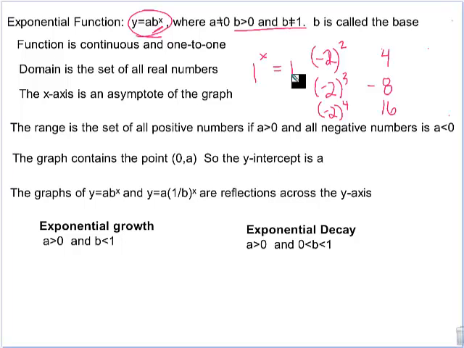Let's see if you guys remember these words. Function is continuous. What does that mean? It keeps going, so we can use our pencil to keep drawing it. We don't have to lift our pencil up anywhere. We can draw the whole function. Okay? And it's 1-to-1. Who remembers what 1-to-1 means?